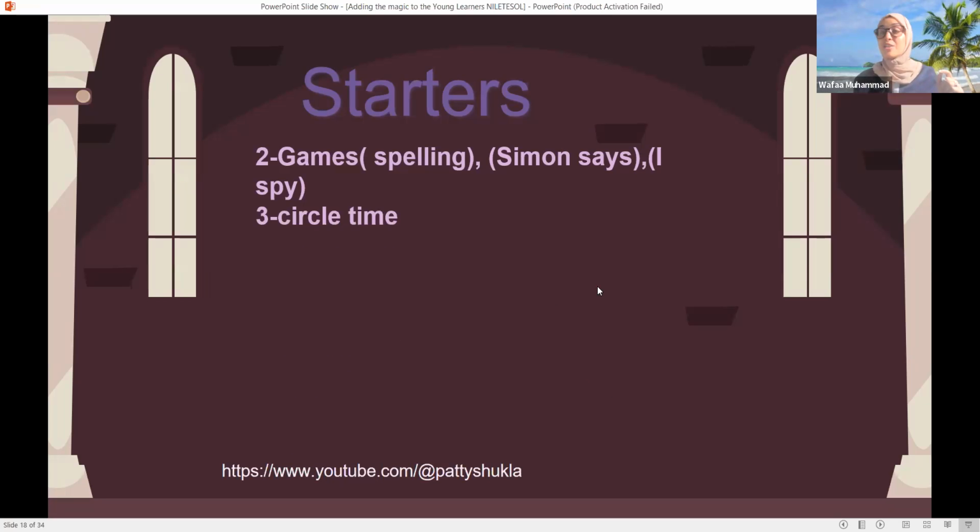What else? Circle time. Circle time is amazing. It gives you the opportunity to get to know your students, because simply in circle time, what happens? You listen to them. And if you listen to someone, you capture his heart. Do you know that? Even in real life, it's not only about the classroom.